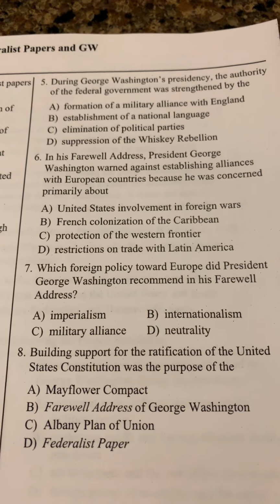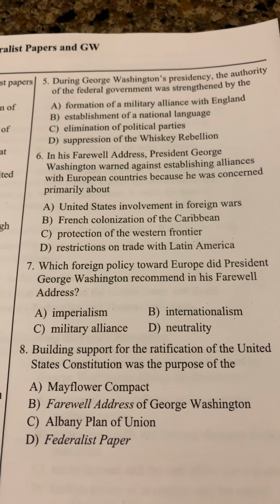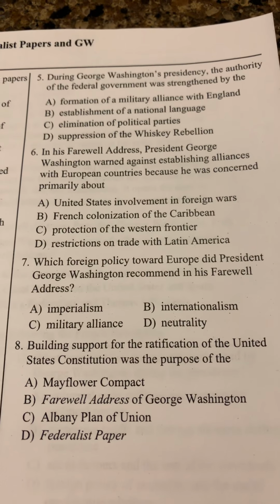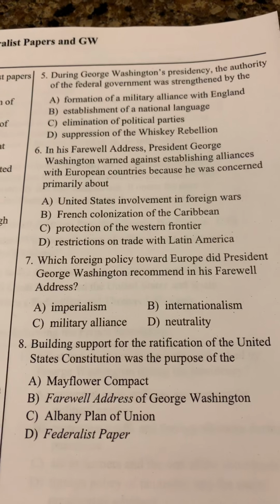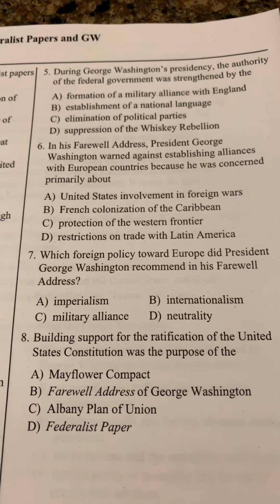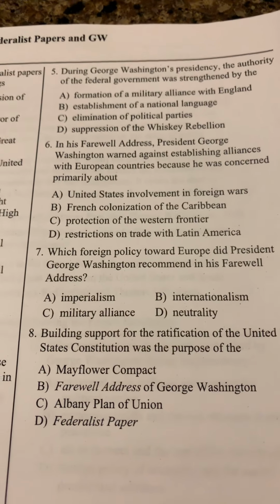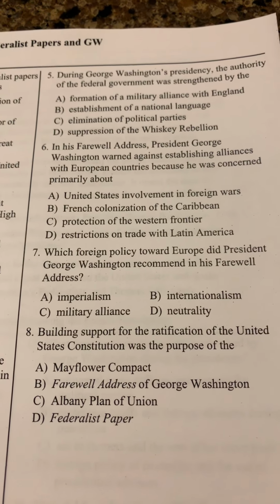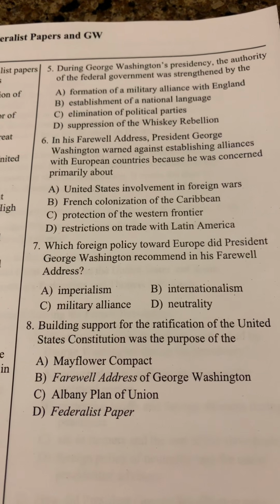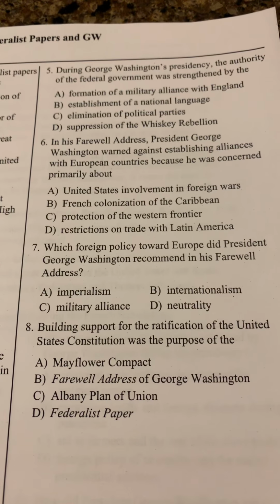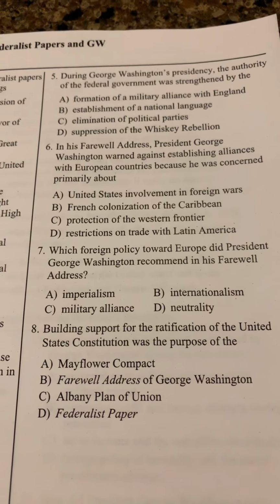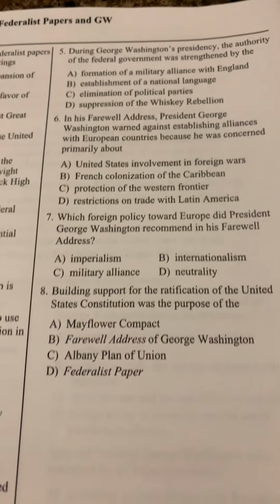Number 6. In his farewell address, President George Washington warned against establishing alliances with European countries because he was concerned primarily about A. United States involvement in foreign wars, B. French colonization of the Caribbean, C. protection of the western frontier, or D. restrictions on trade with Latin America.